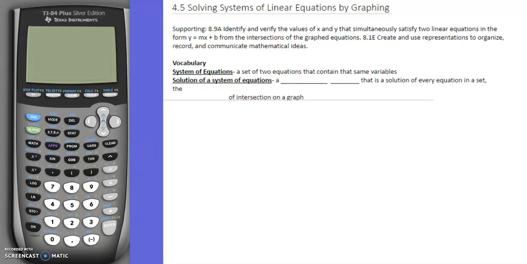Solving systems of linear equations by graphing. A system of equations is a set of two equations that contain the same variables. A solution of a system of equations is an ordered pair that is a solution of every equation in the set. It is the point of intersection on a graph.